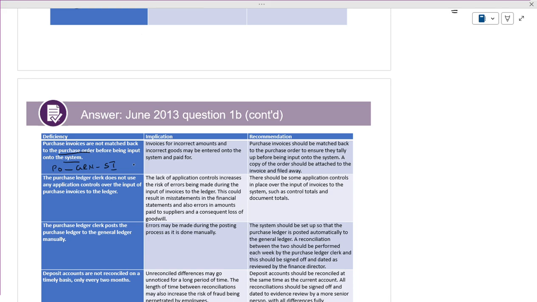Then only you can enter. Is it right? Invoices of incorrect amounts and incorrect goods may be entered. If you are not reviewing it, definitely you are entering as you wish. What the rule says: the purchase invoice should be matched back to the purchase order before adding into the system. Purchase invoices are nothing but what we are going to pay. A copy of the order. Is it right?